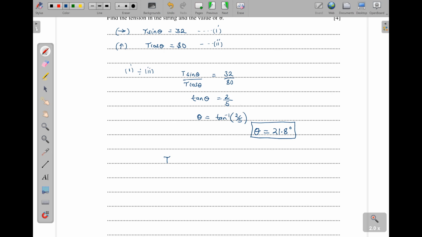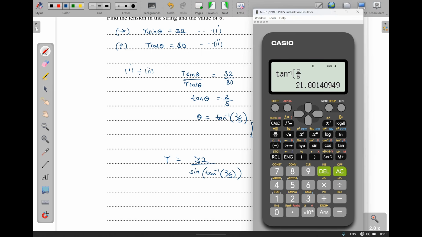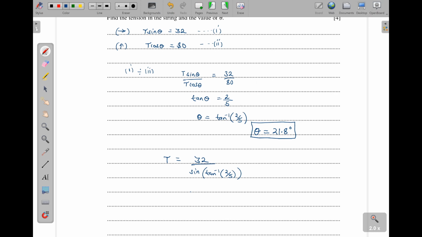So I can say T is going to be equal to 32 divided by sine of the answer we have gotten here, which is the arctan of 2 out of 5. So 32 divided by the sine of that angle, and close here just like that. Then we get 86.2, that is to 3 significant figures. So T is equal to 86.2 newtons.